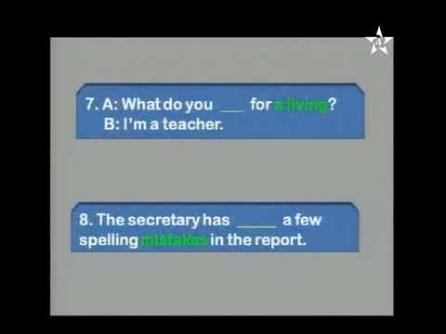Number 7, what do you make or what do you do for a living? Answer: I'm a teacher. Number 8, the secretary has made or has done a few spelling mistakes in the report. So, number 7, what do you do for a living? Of course, I'm a teacher. Number 8, the secretary has made or has done a few spelling mistakes? Of course, has made a few spelling mistakes in the report.